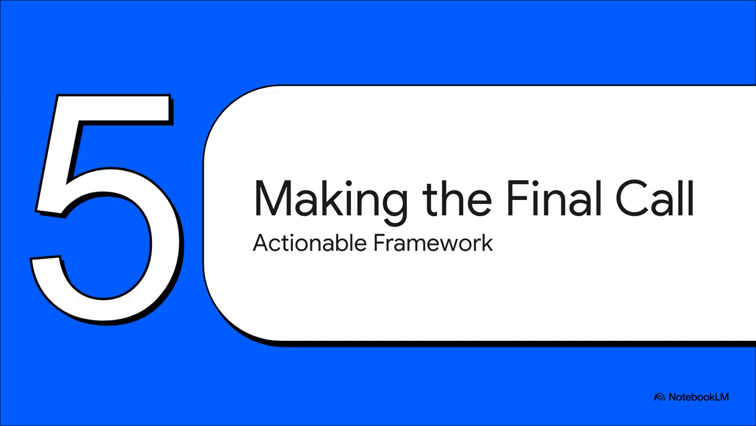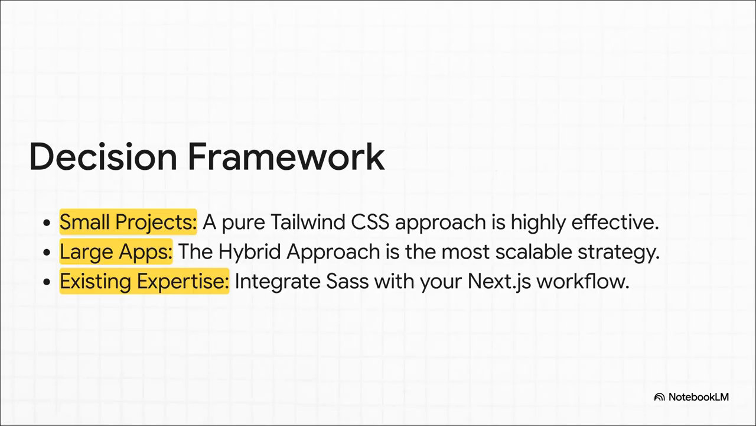All right, we've covered the tools, we've covered the strategy. Let's bring it all home and give you a clear-cut guide on how to choose the right path for your specific project. Here's your cheat sheet. It's pretty simple. If you're building a small project or just hacking on a prototype, go with 100% Tailwind. The speed you get is just unbeatable.